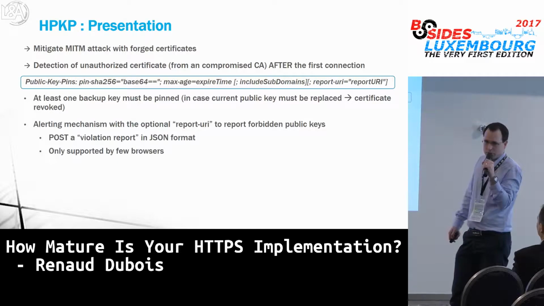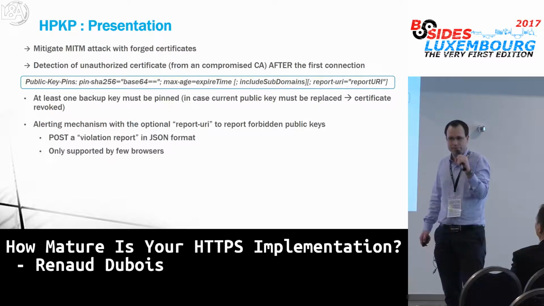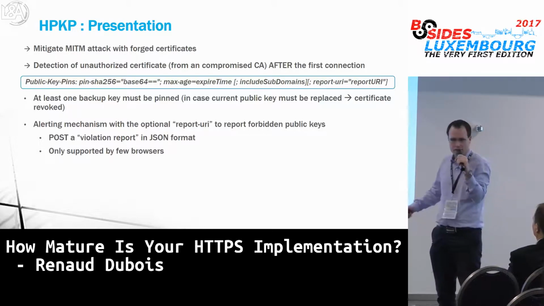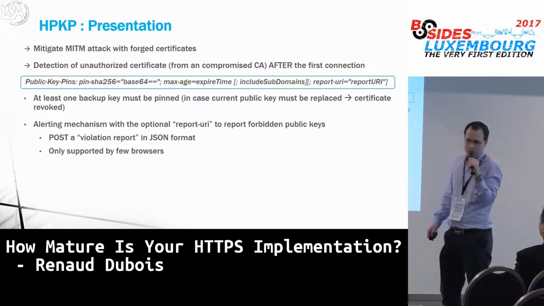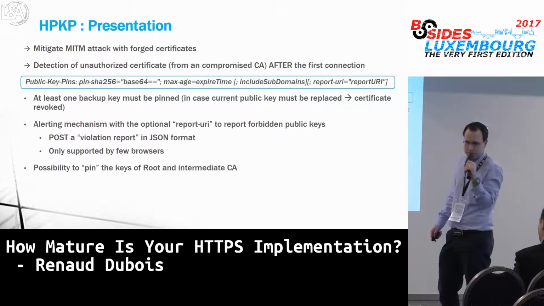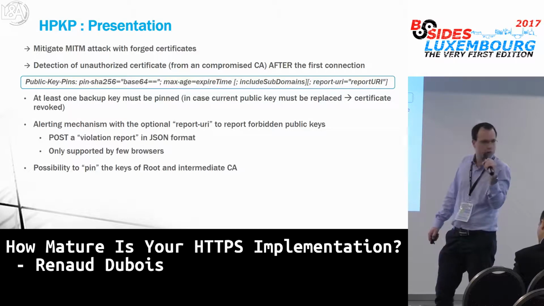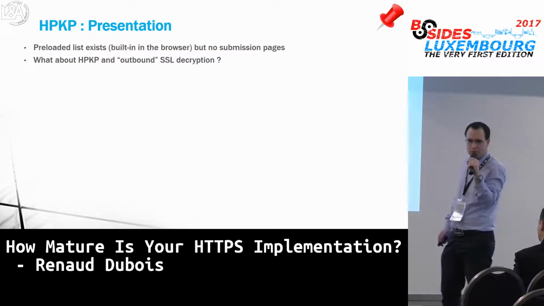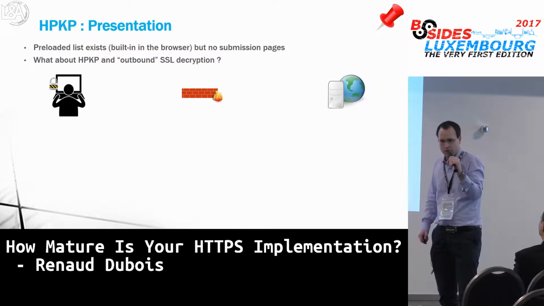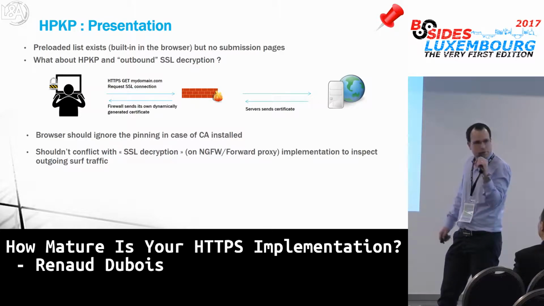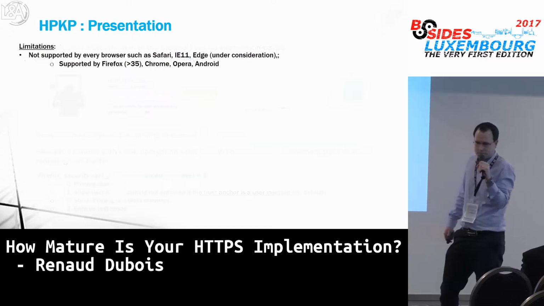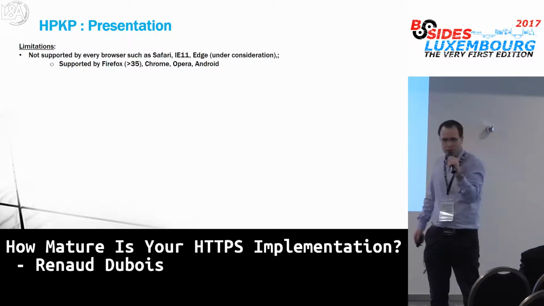There is a way of reporting incidents. You can put a URL, and the browsers will post some information. Unfortunately, it's not really supported. You can pin a root or intermediate CA. And there is also a list of pinned certificates. It will not interfere with SSL decryption. But indeed, there are different limitations.